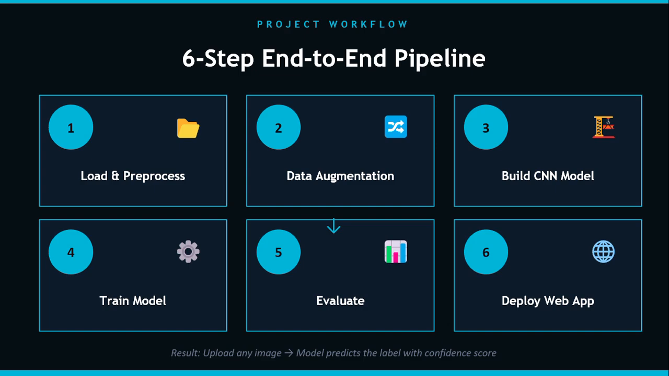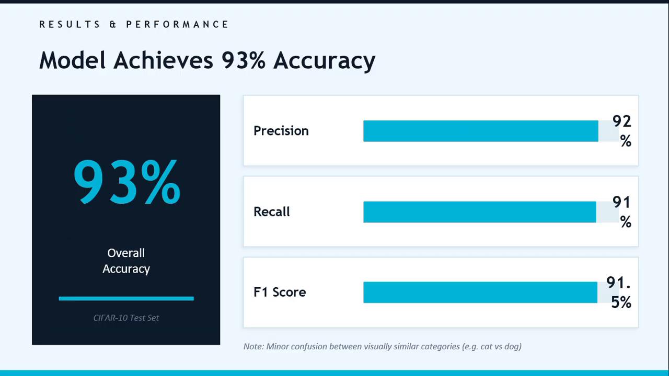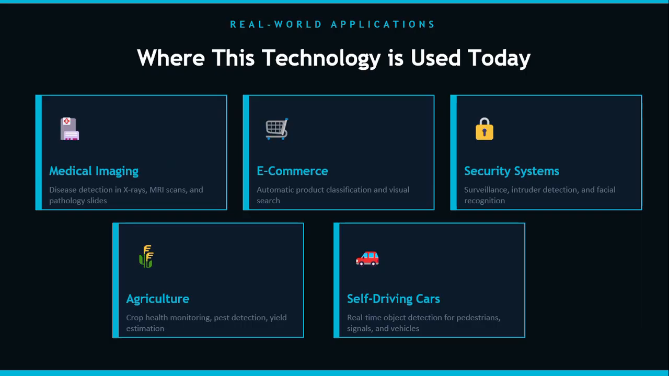And the sixth step is the end-to-end pipeline. As I said, the process is to load and pre-process, apply data augmentation, build a CNN model, train the model, evaluate it and deploy to the web app. So this is the 93% accuracy that I mentioned, and these are the future and real world applications.